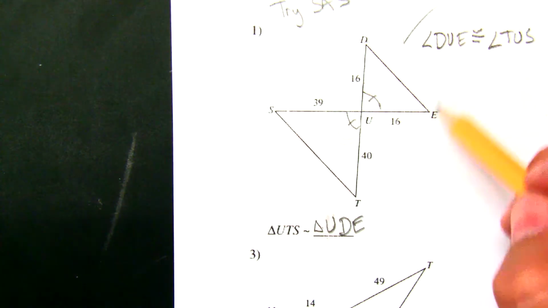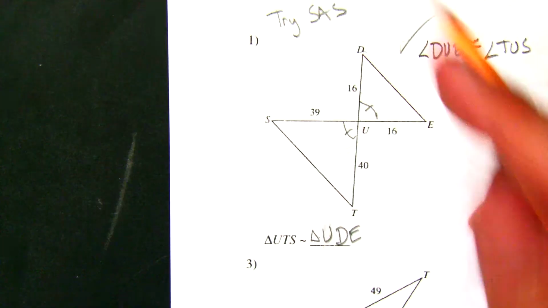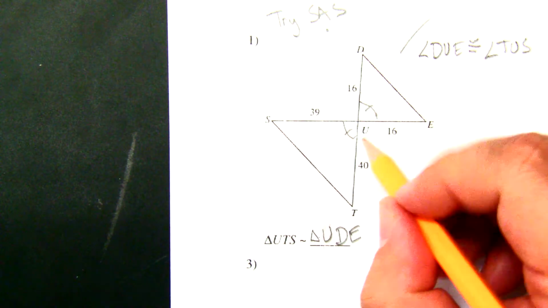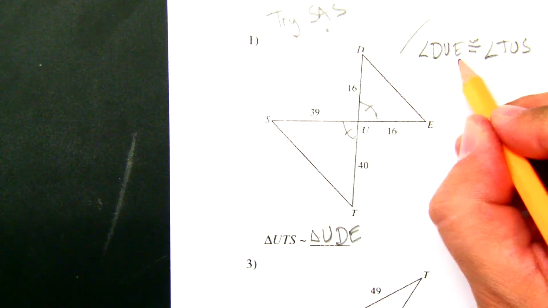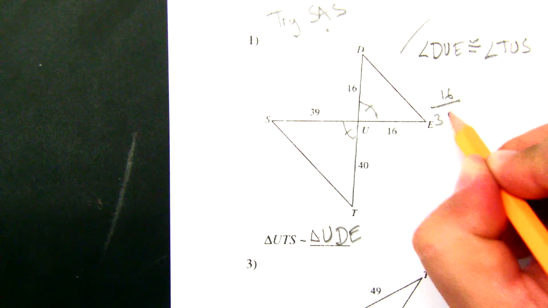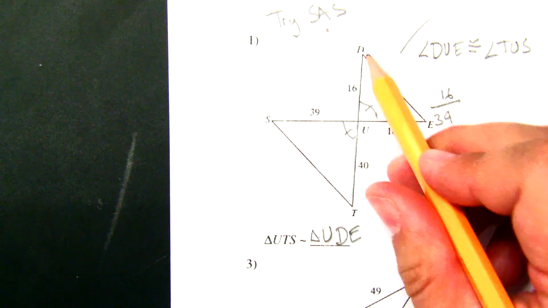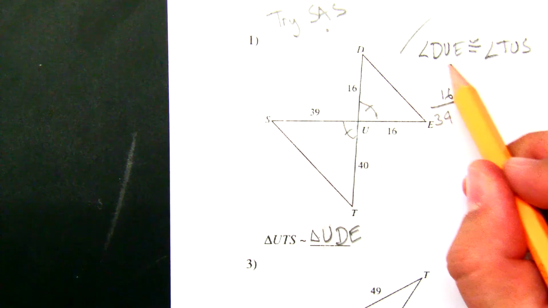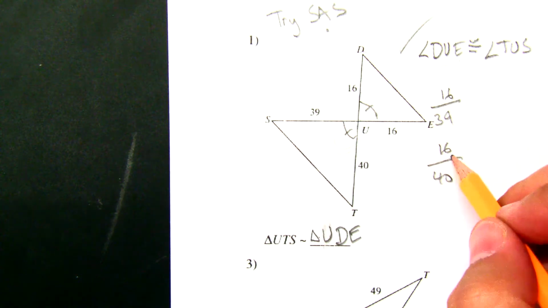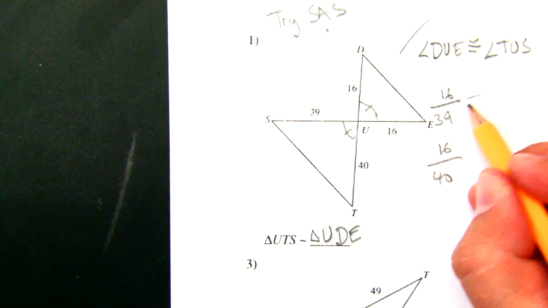I've got the A part in SAS done. I've got to do the sides though. So I'll do UE and US. I know those, so I'll do 16 over 39, and I will do DU and TU. So that's 16 over 40. Now these will have to be equal for me to use SAS to show that the triangles are similar.